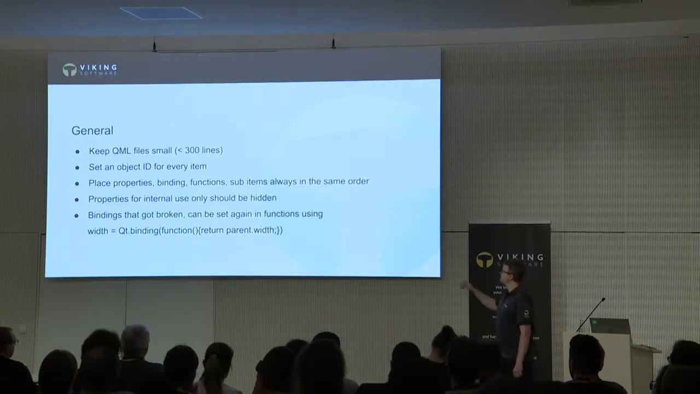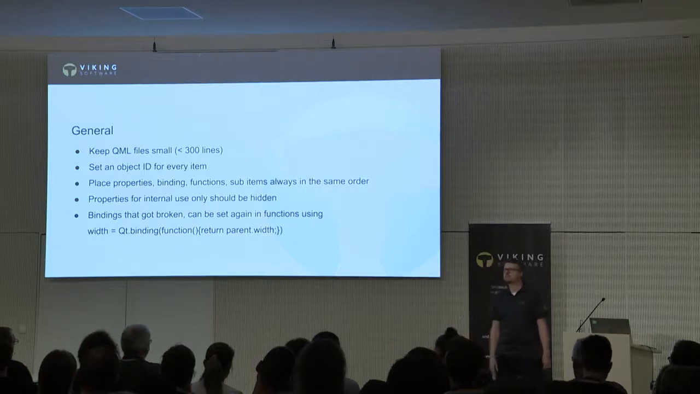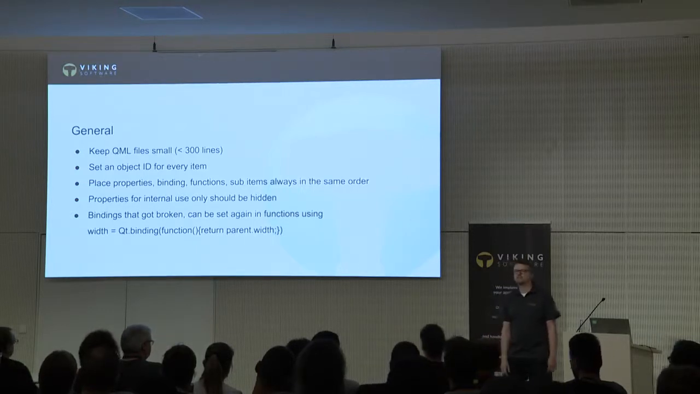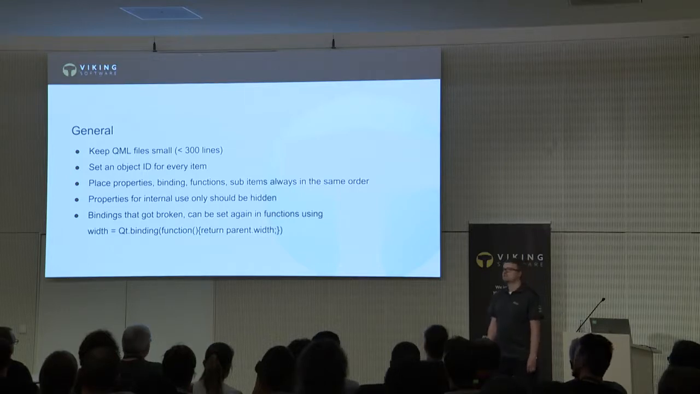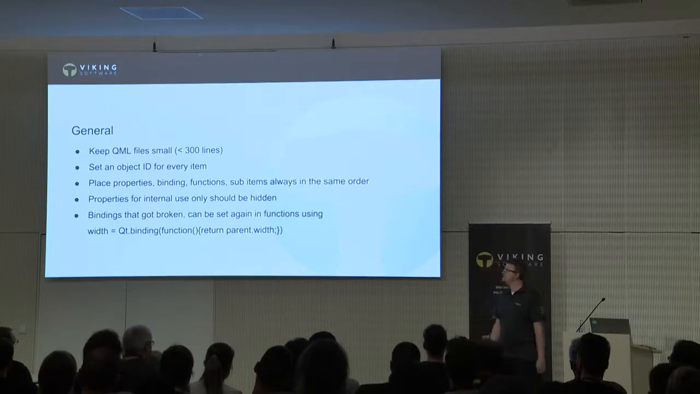And at the bottom there is something: it's quite easy to break bindings in QML, and not too many people know that you can create a binding again in the JavaScript part. So you can break the binding by just setting width to the number 10, and then you lose the binding to the parent width, and you can recreate the binding quite easily with this line at the bottom.